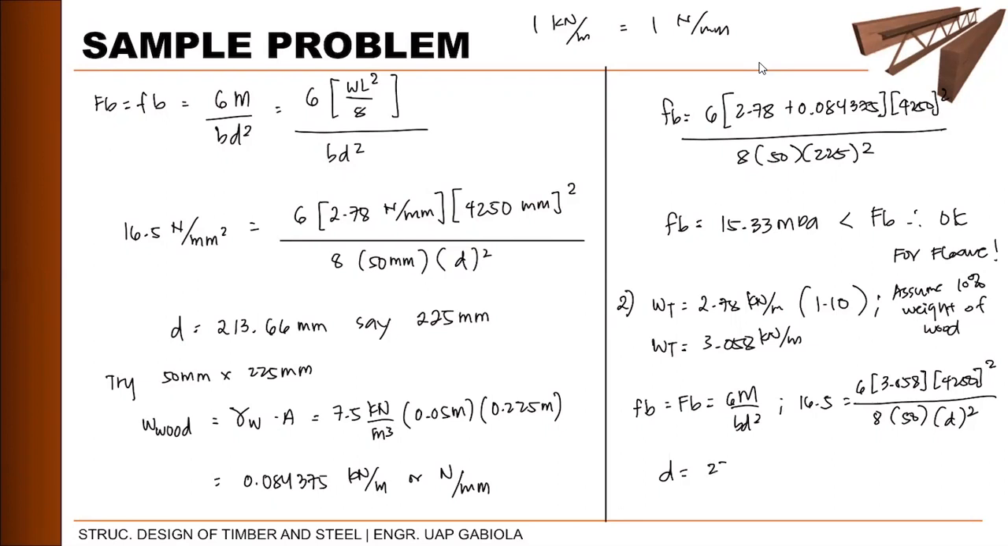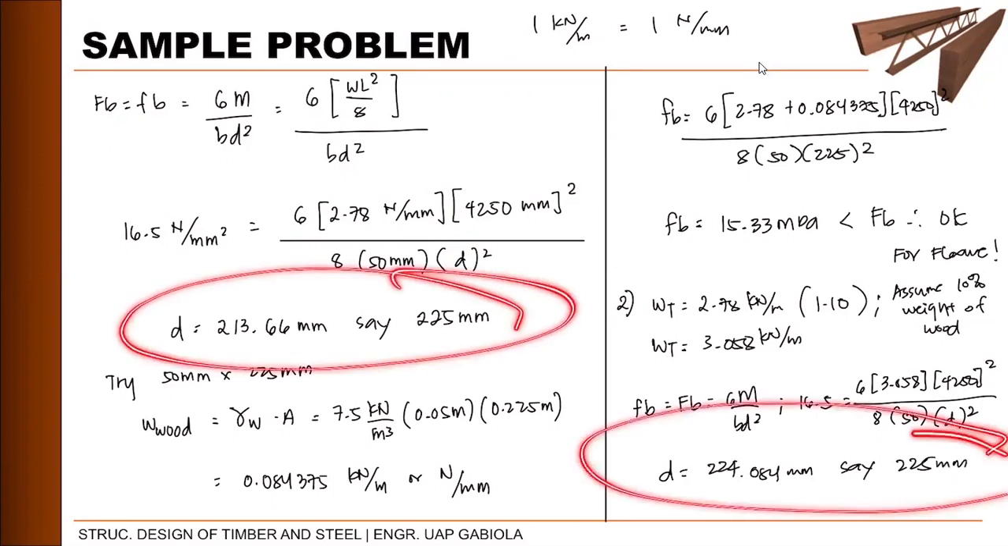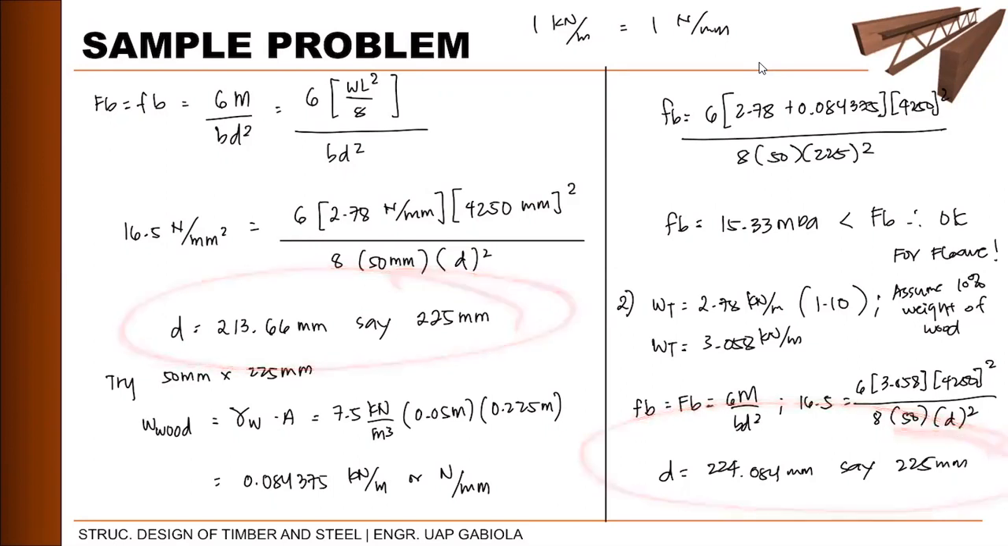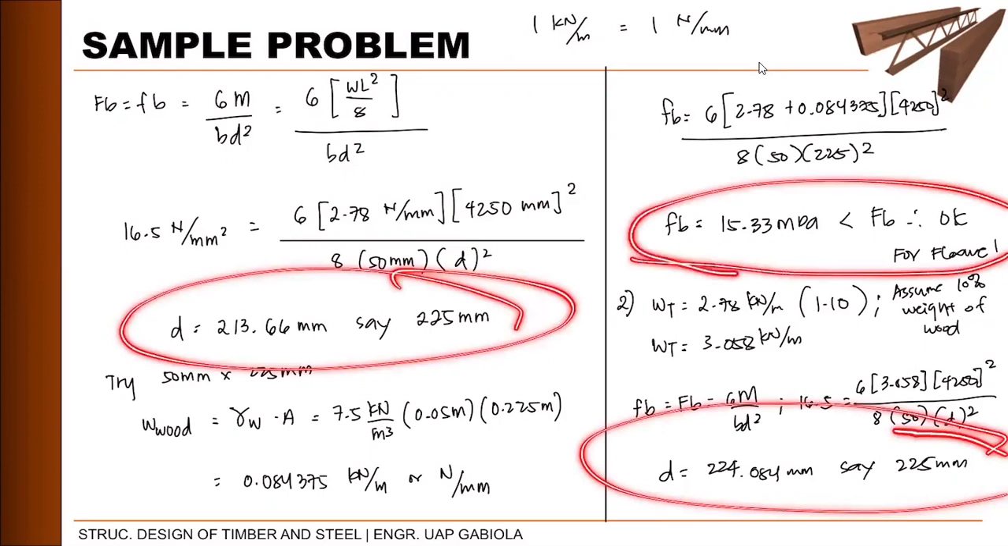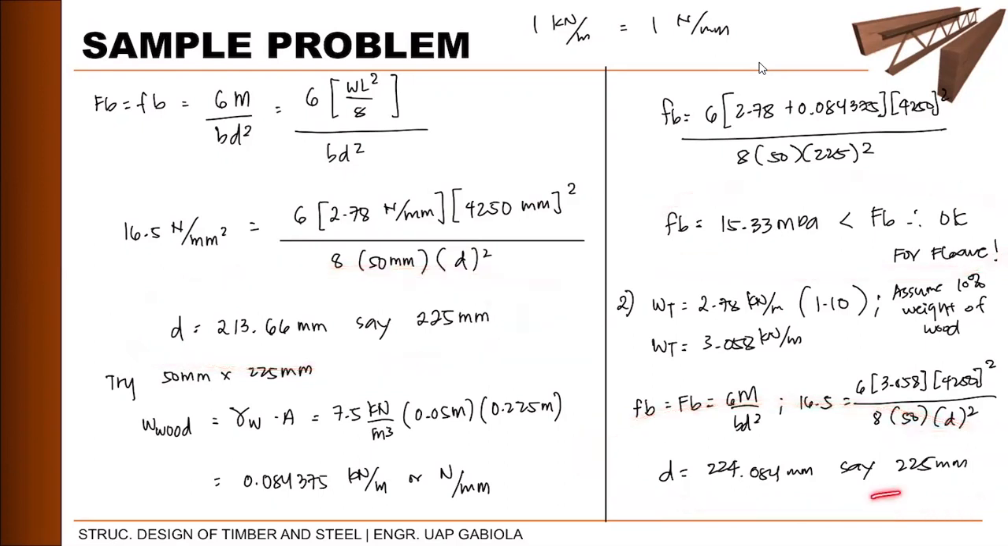Makukuha natin is 224.084. So, lampas na siya ng 200. So, say 225 mm. Okay? So, same assumption siya nito sa first one. So, pag check natin yung flexure, it will be okay with flexure din, kasi it will be the same dimension ng D.